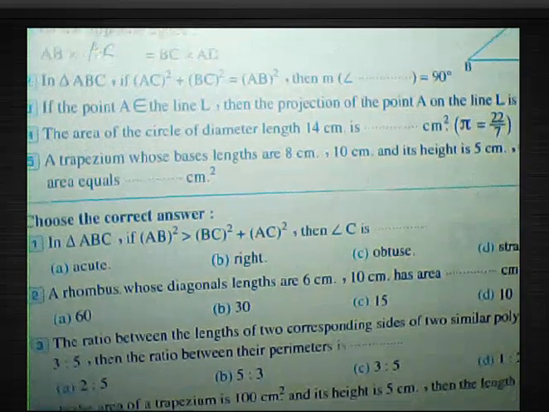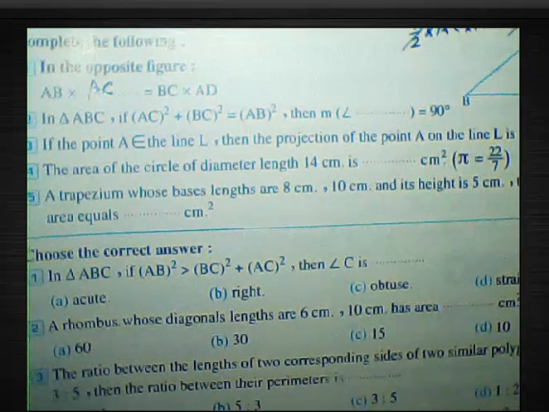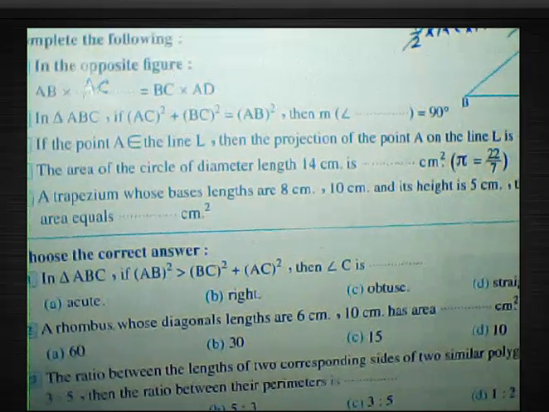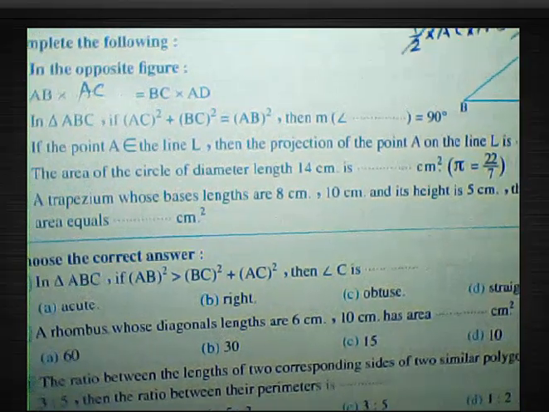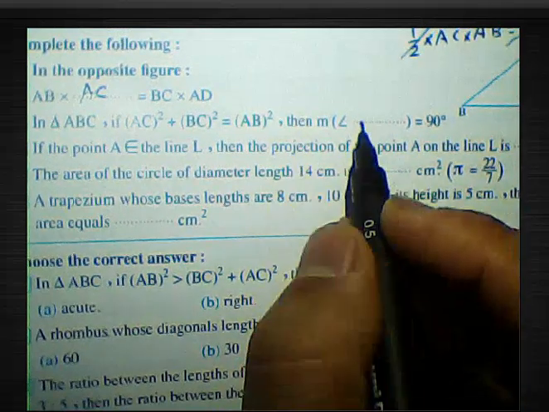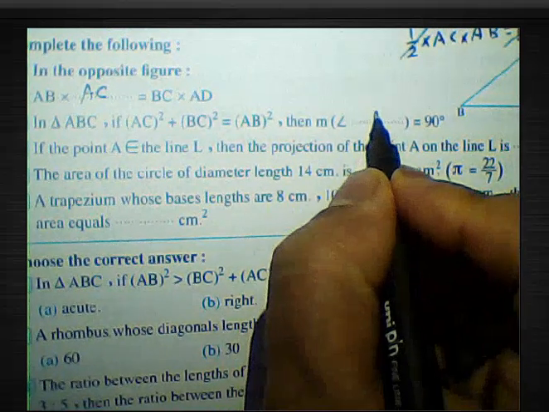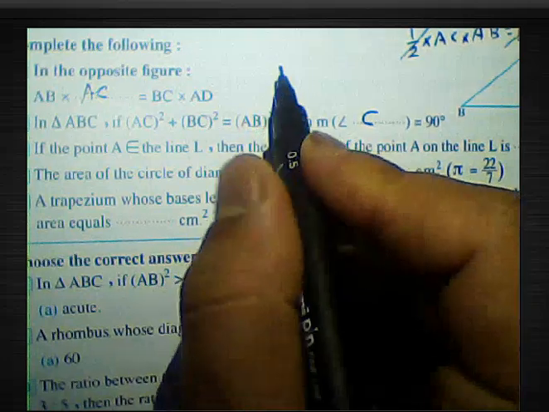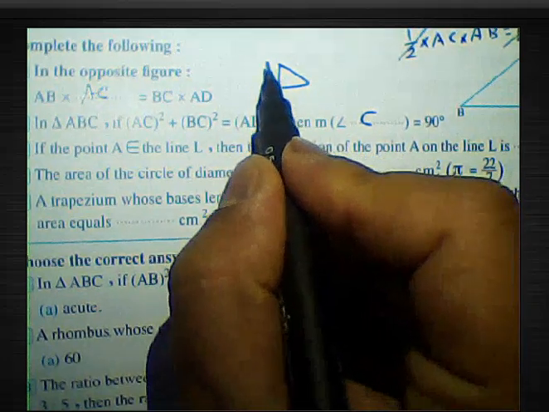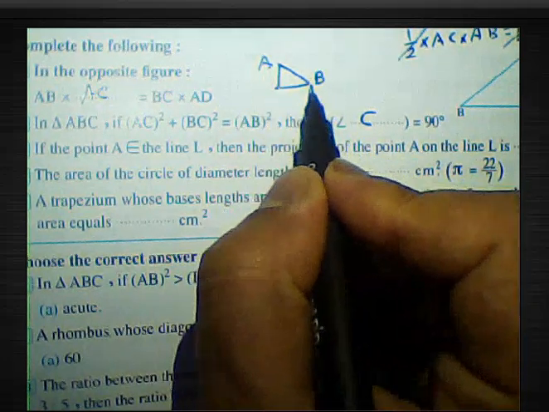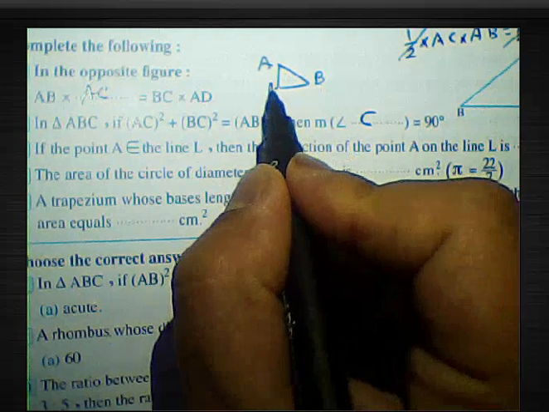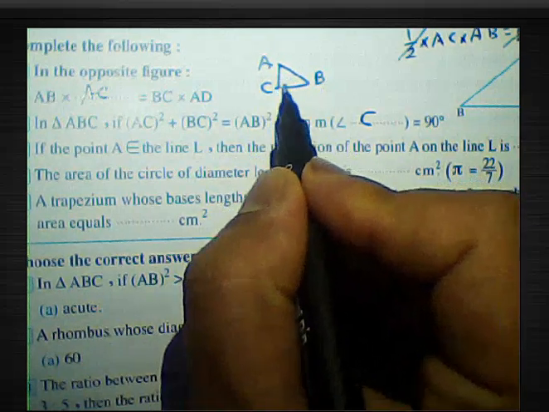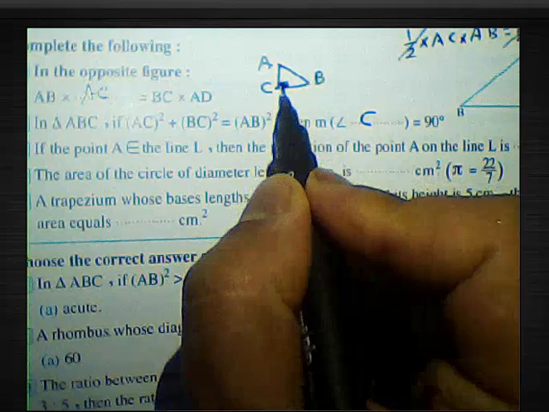In triangle ABC, if AC power 2 plus BC power 2 equals AB power 2, then the measure of angle what? Equal 90 degrees. Then the measure of angle C equals 90 degrees, because AB power 2 is the hypotenuse. AB power 2 equals AC power 2 plus CB power 2. Then the measure of angle C equals 90 degrees.